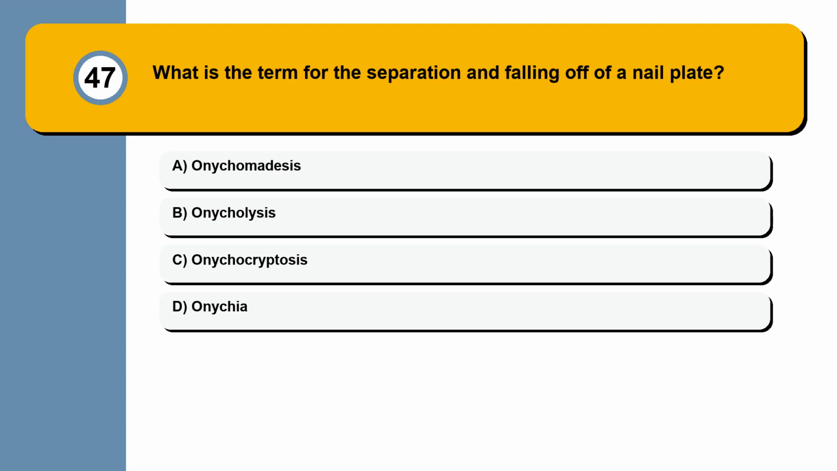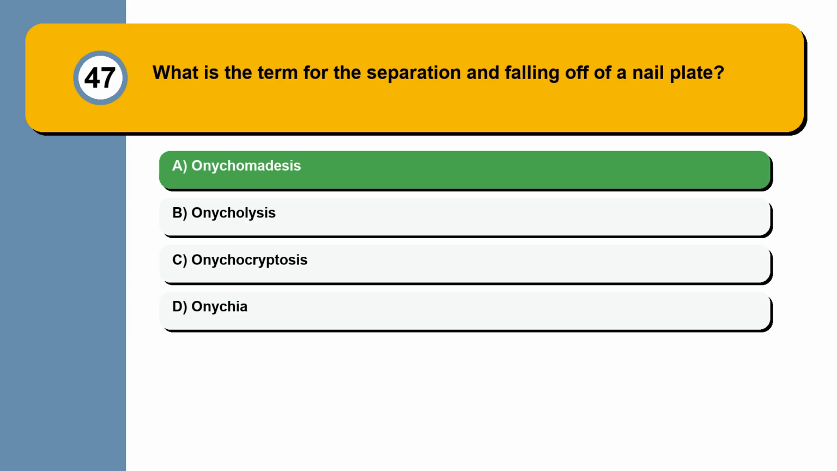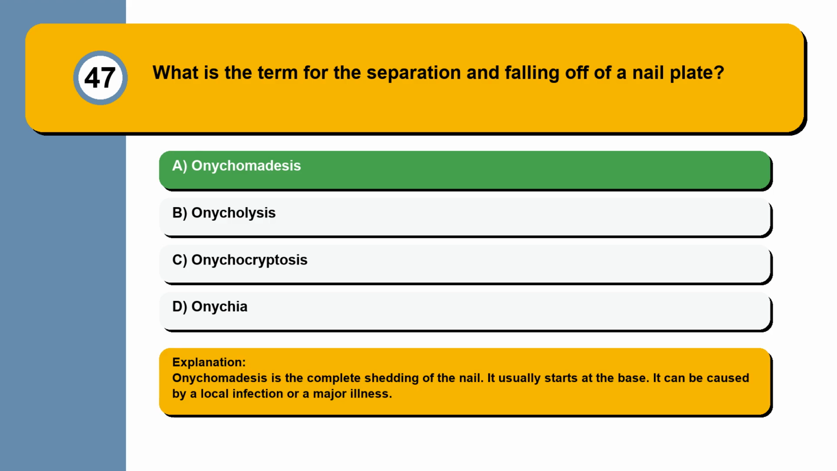Question 47. What is the term for the separation and falling off of a nail plate? Onychomadesis, onycholysis, onychocryptosis, onychia. Onychomadesis is the complete shedding of the nail. It usually starts at the base. It can be caused by a local infection or a major illness.